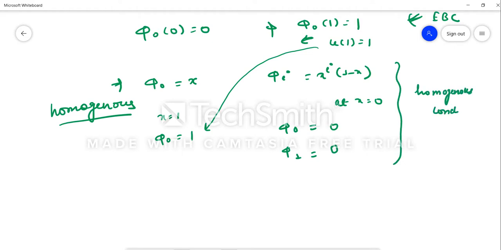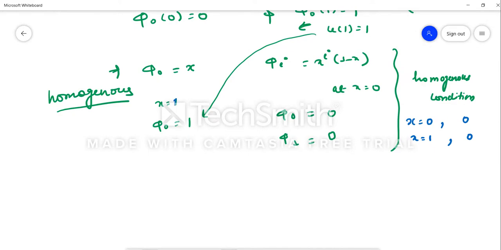Why is it homogeneous? It is homogeneous because at x equals 0, it is giving a 0 value, and at x equals 1, it is again giving a 0 value. And the non-homogeneity portion was 1 instead of 0. So for this non-homogeneity portion, we have taken this value.